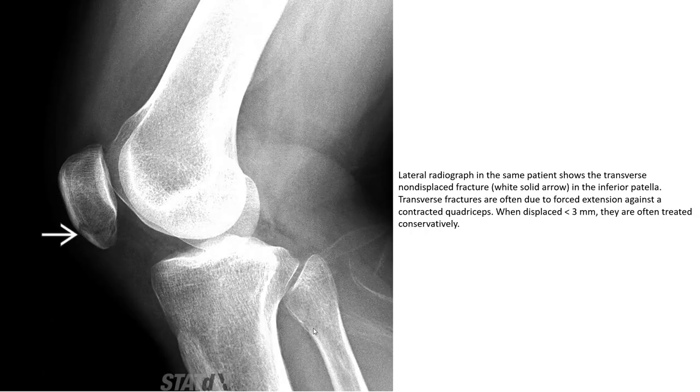Lateral knee radiograph: the transverse non-displaced fracture, arrow indicated, in the inferior patella. Transverse fractures are often due to forced extension against a contracted quadriceps. When displacement is smaller than 3 mm, they are often treated conservatively.